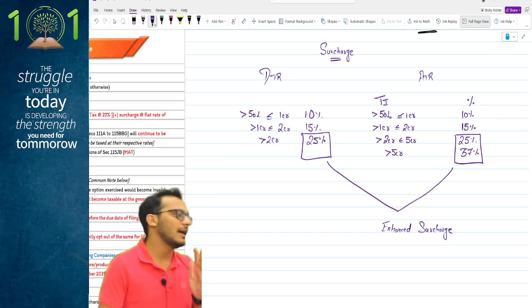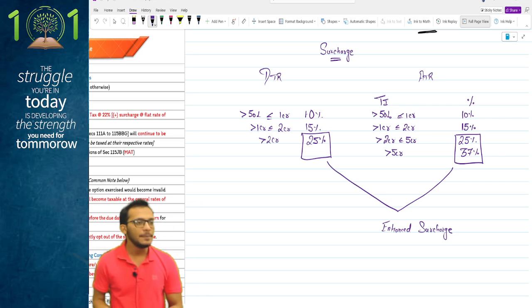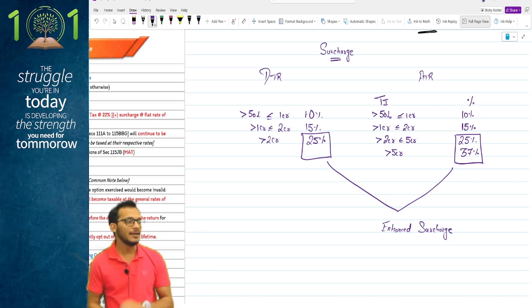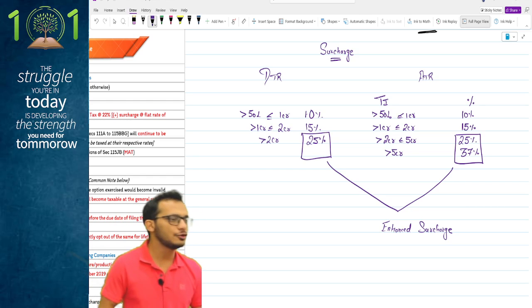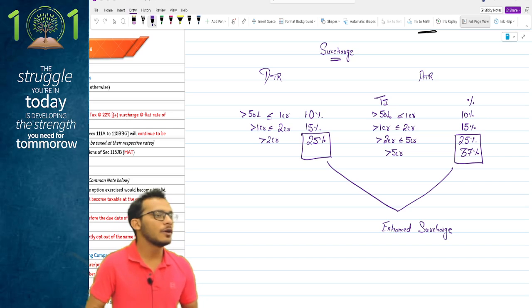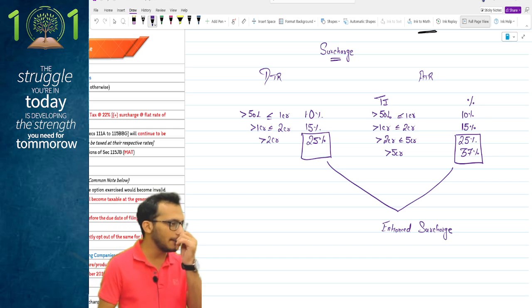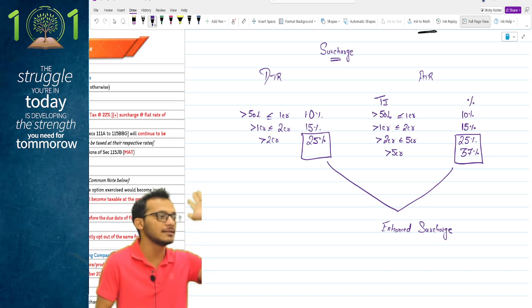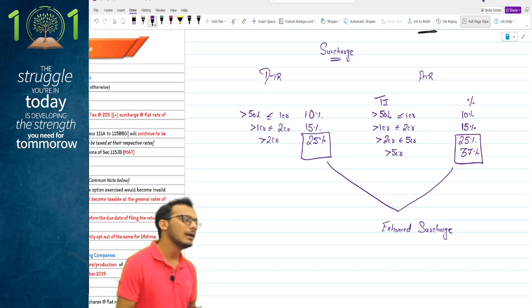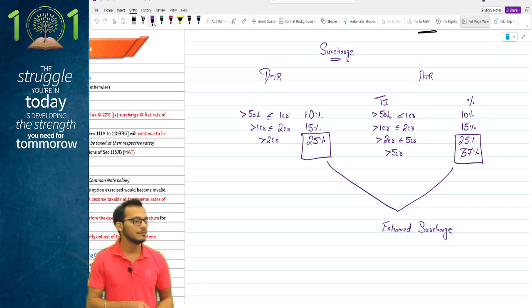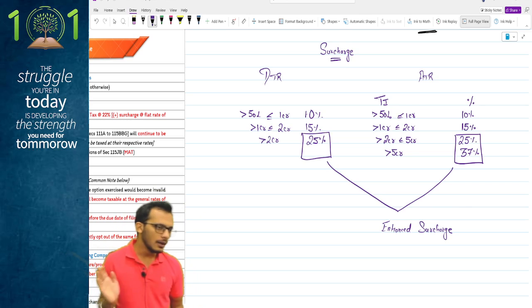Now, in 2019, when this enhanced surcharge was being notified, people became very fed up and extremely angry. They said, what the hell? Why should I even start earning money in India now? Because the more I earn from India, the more they ask me for tax. So they said, going forward, I will stop investing itself. And therefore, the market crashed.